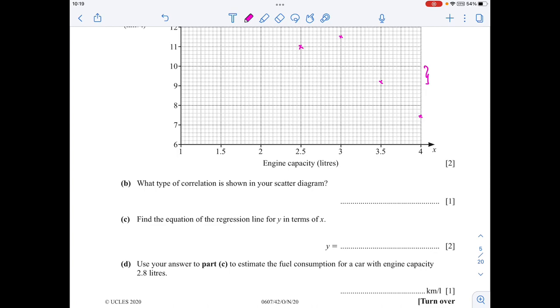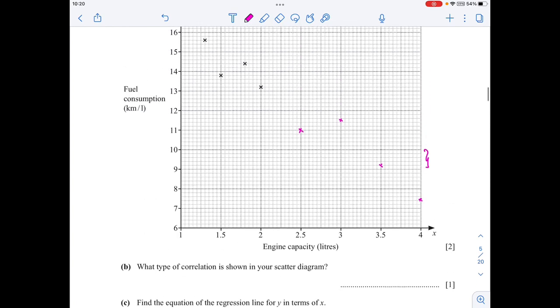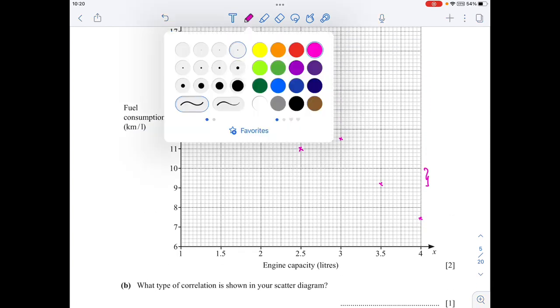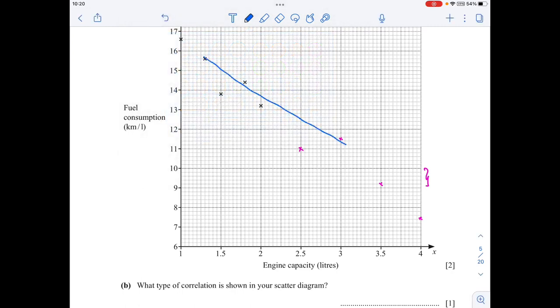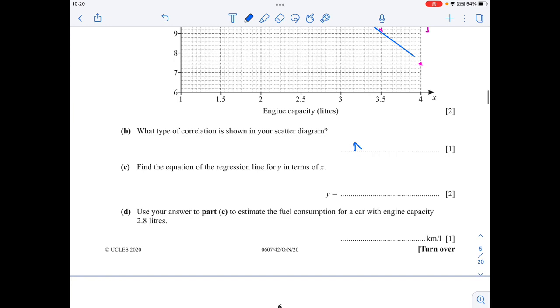Write the type of correlation that is following now, because we can see that as of now all the lines are coming down, all the points are almost all lying on a straight line which is going downwards. So therefore it's going to be a negative correlation.